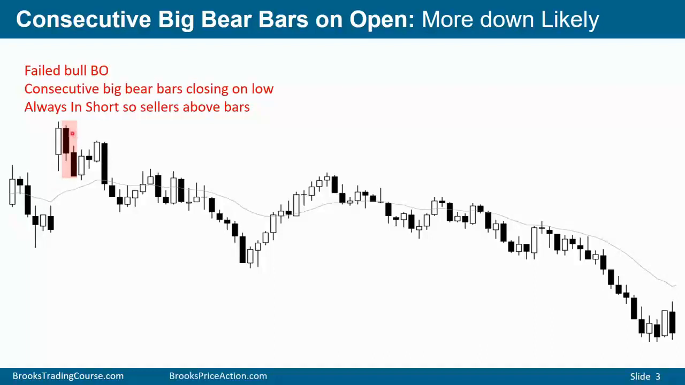Here on the open, we have a pair of big bear bars reversing down from a gap up open. And the bear bars close on their low or near their low. The market, therefore, is always in short. It's more likely to go lower before it gets above the top of the consecutive bear bars.